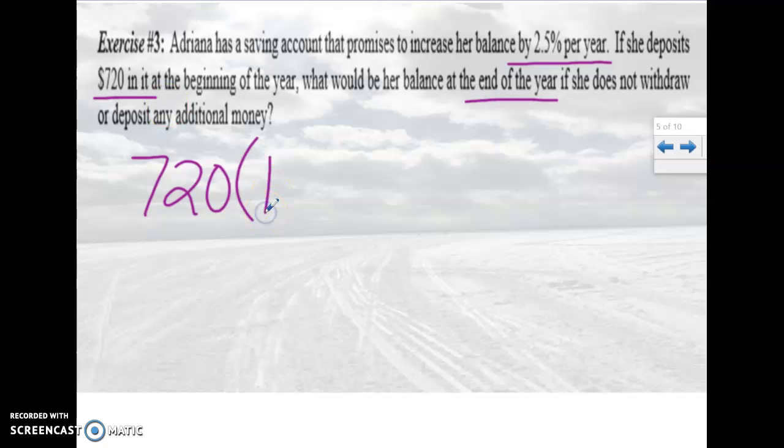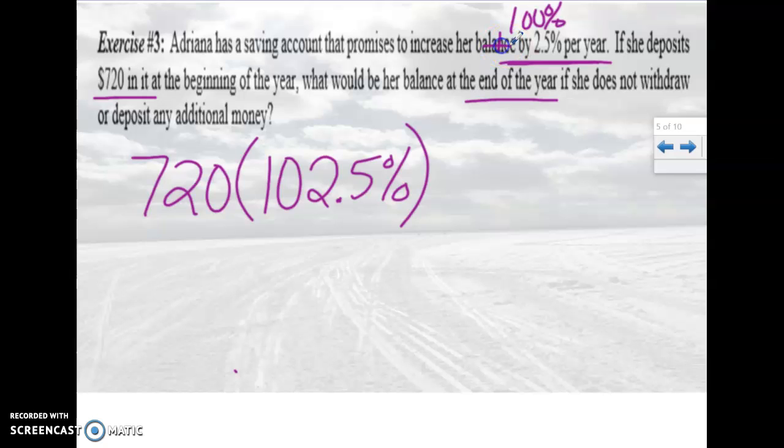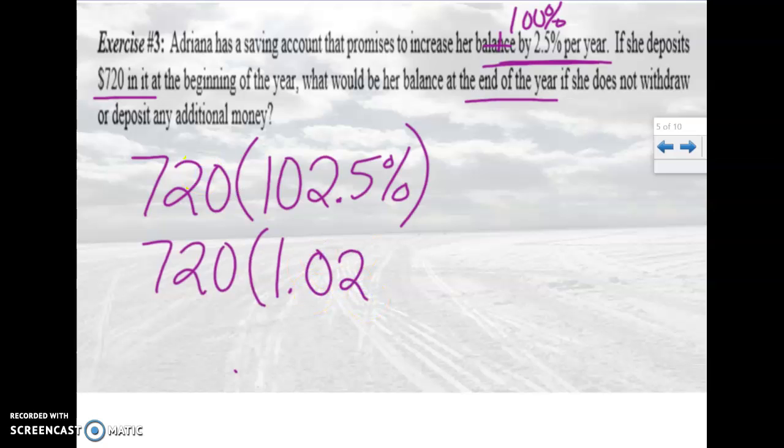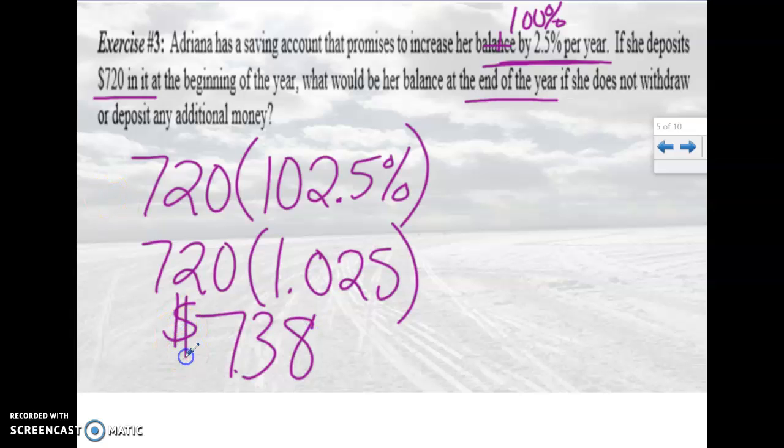So add the 2.5% to 100. That's going to make 102.5%, right? 100% added with the 2.5. That's all we're doing here. So once we do that, we change it to a decimal, 1.025, and all banks kind of work this way. She's going to end up with $738 just by letting her money sit.